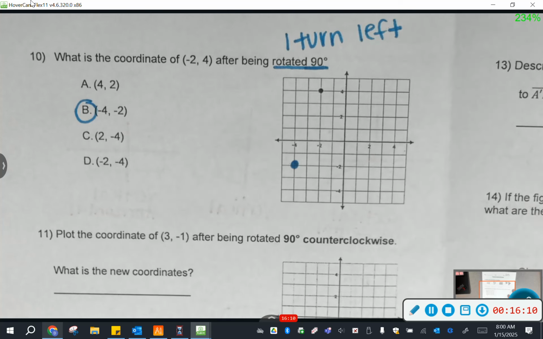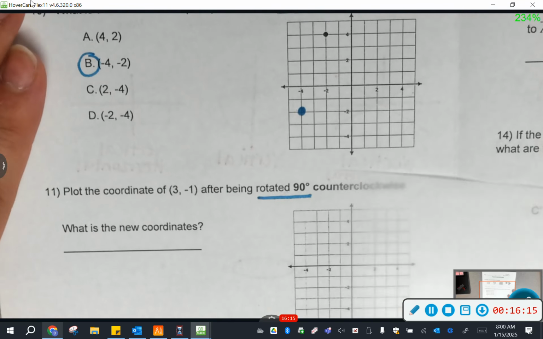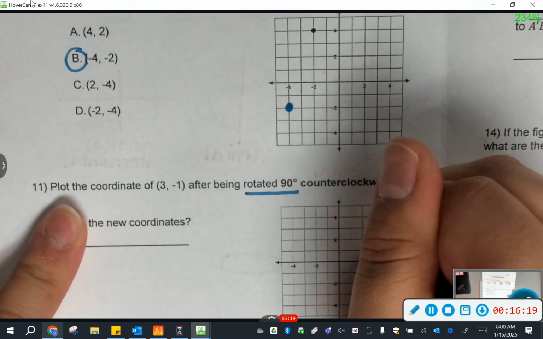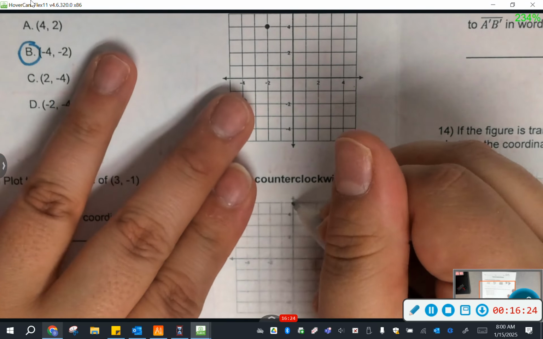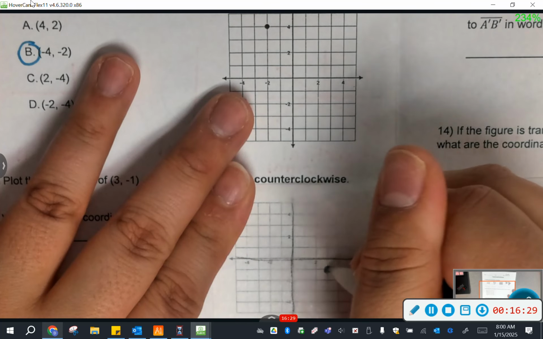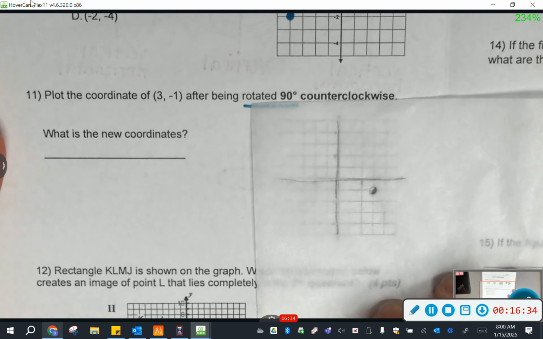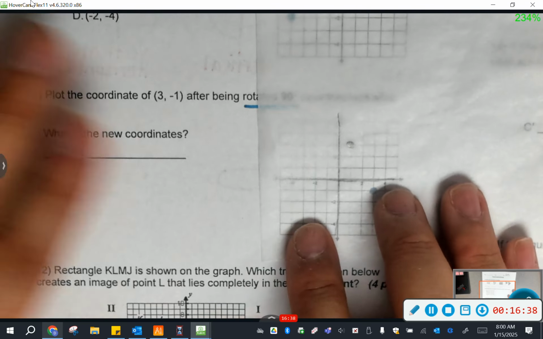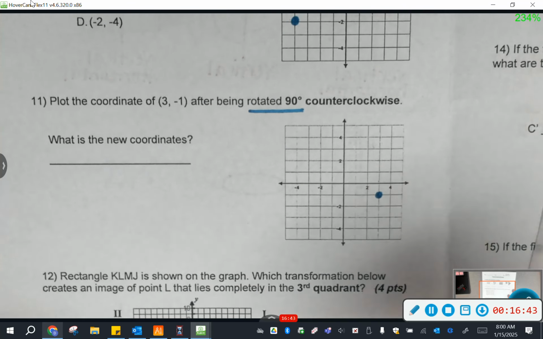For the next one, again, it tells me to rotate 90 degrees. Oh, I gotta plot this point. Hold on. Plot 3, -1. Again, I'm going to trace the X and the Y axis, and I'm going to trace this point. It says rotate 90 degrees. What do I do? Left one turn. Where does this end up? 1, 3 is where it was.